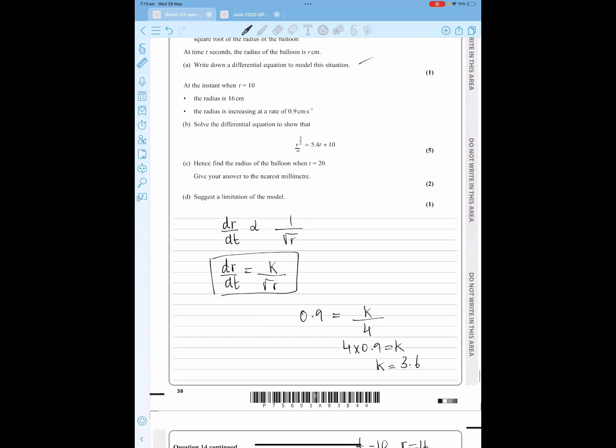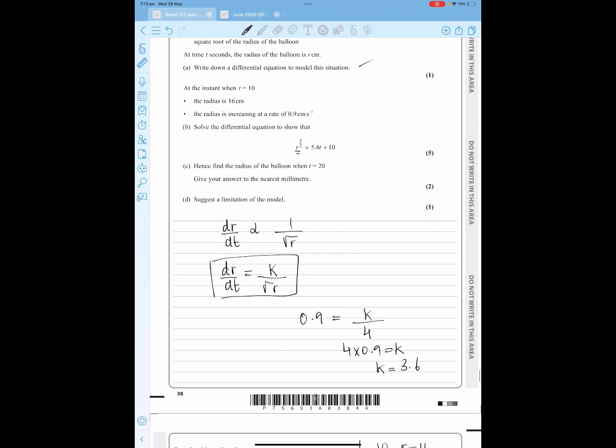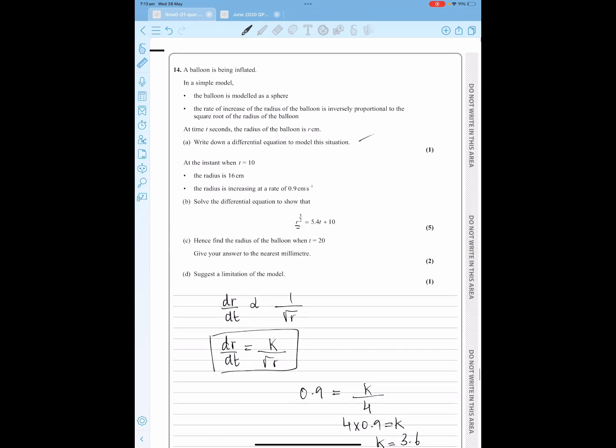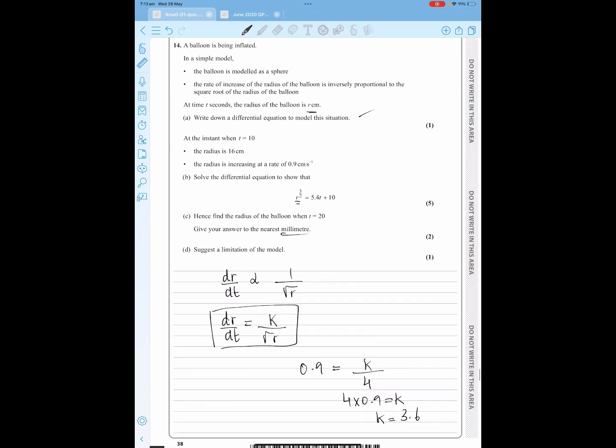Is that what they wanted? Yup. So that's fine. That's your answer for part B. Hence, find the radius of the balloon when t is equal to 20. Give your answer to the nearest millimeter. So I'm just trying to see if there's anything to do with the units that I'm missing. Okay, so it says centimeters. So we would need to convert it to millimeters.